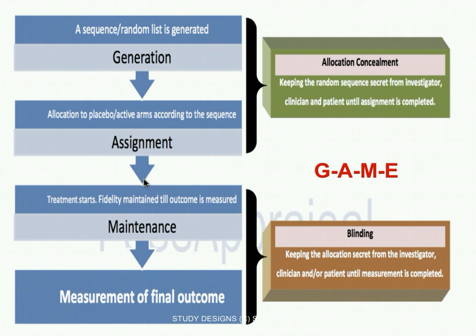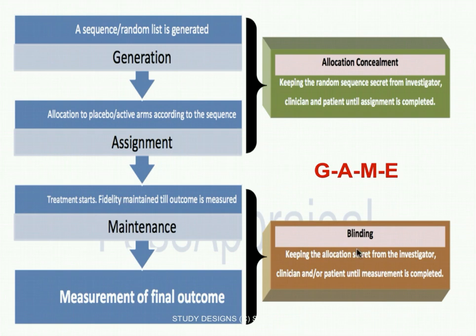Most RCTs run for a fairly limited period of time, 6 weeks to 3 months or so. So for that time, when the patient is taking the treatment, it's important to keep the patient on the same treatment, if that's the protocol. So keep the patient to stick to the protocol, maintain the treatment. And after the assignment as well, you should make sure the patient and the clinician who is treating the patient do not come to know what treatment the patient is getting. So this is called double blinding.